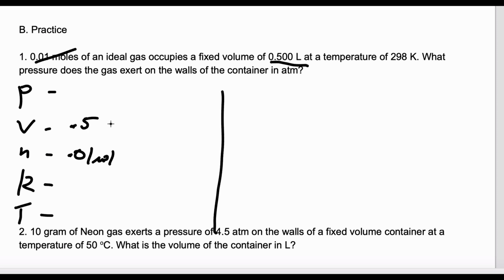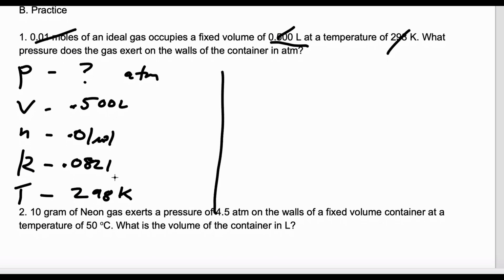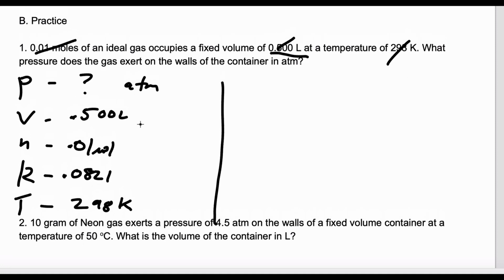Volume, 0.500 liters, at a temperature of 298 K. 298 K. And we know this, 0.0821. Now, what is the pressure in atmospheres? So question mark, atmospheres. Now notice here, because the pressure is asked for in atmospheres, because the volume is in liters, because this is in moles and that is in Kelvin, we don't need to do any conversions. So I didn't put anything in red.